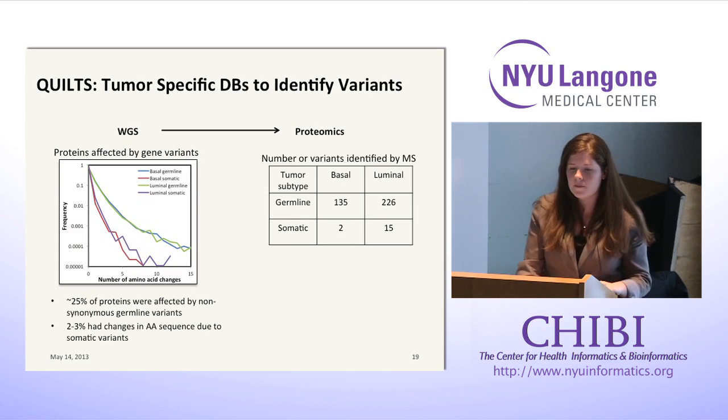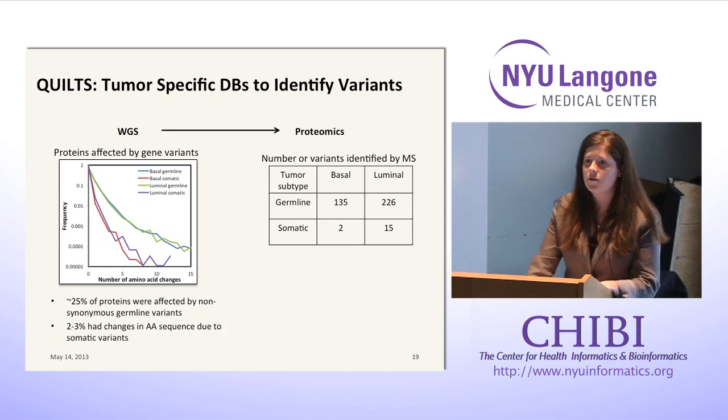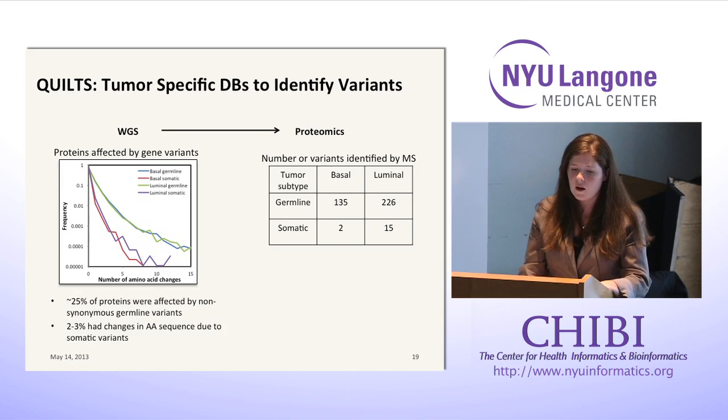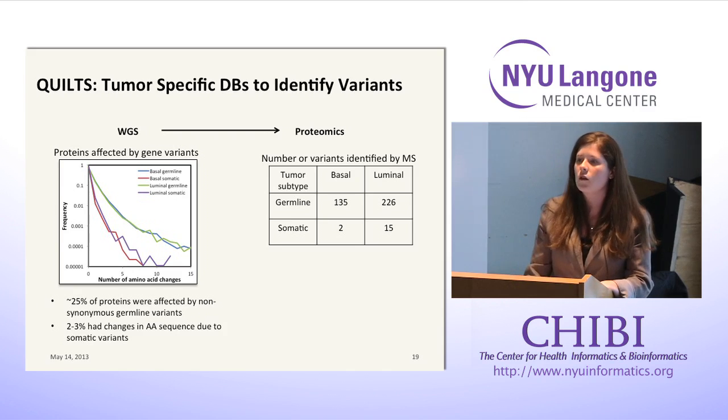So this is just looking at some of the specifics of these 2 tumor types. When we just look at the whole genome sequencing, we can see if we look at how many amino acids change because of germline and somatic mutations.